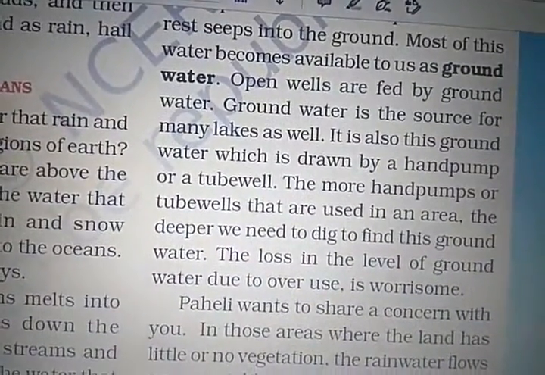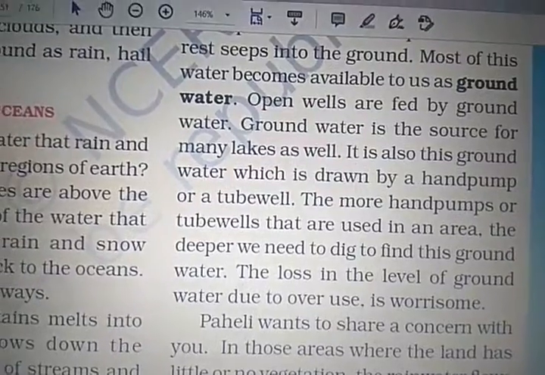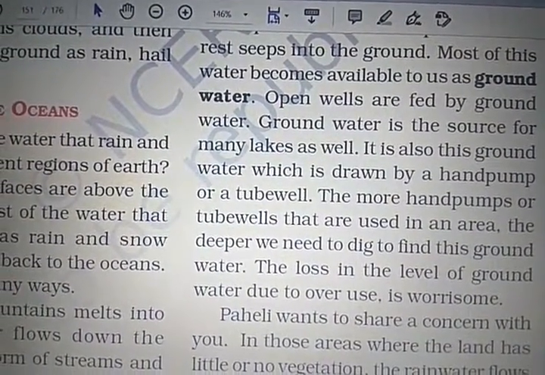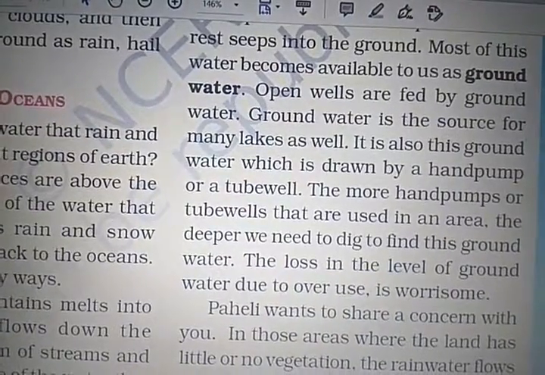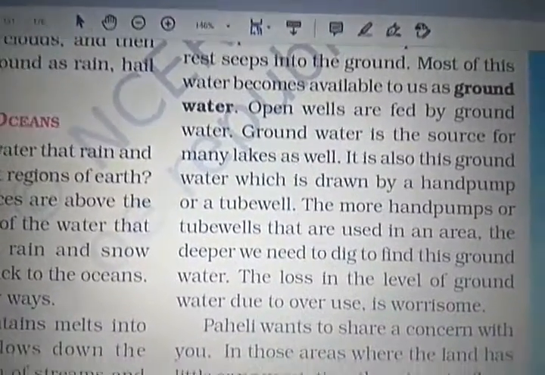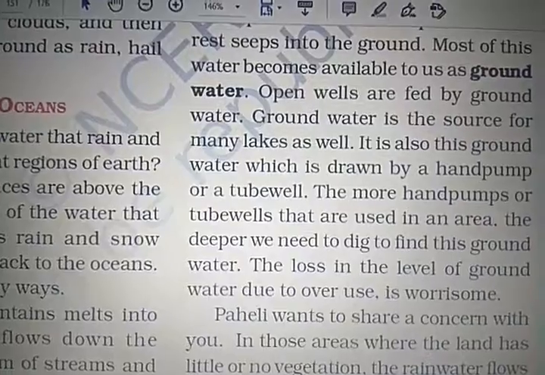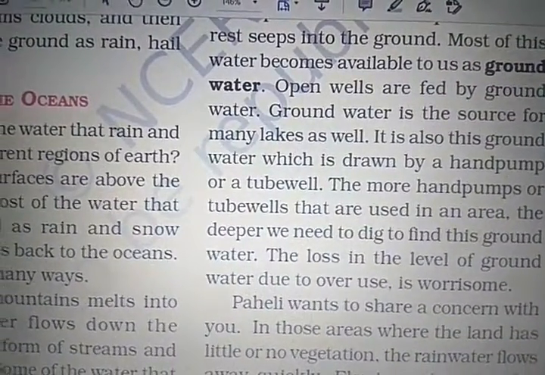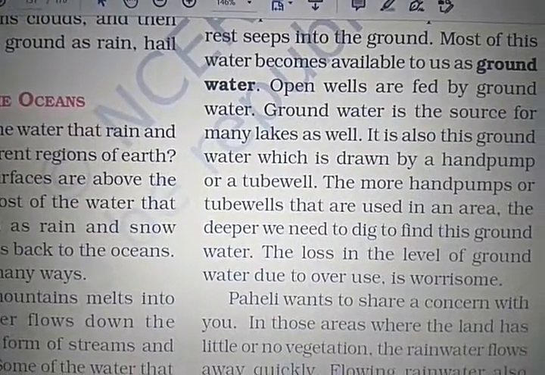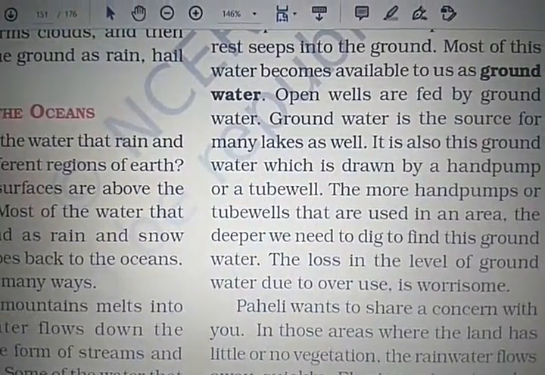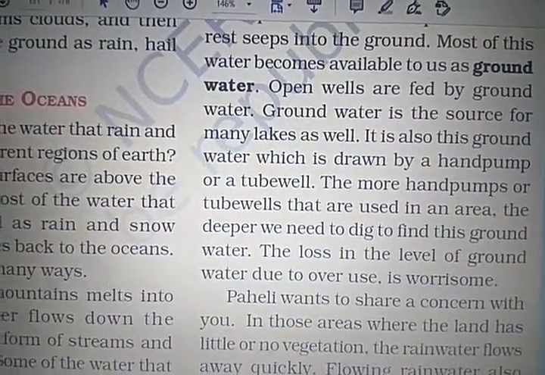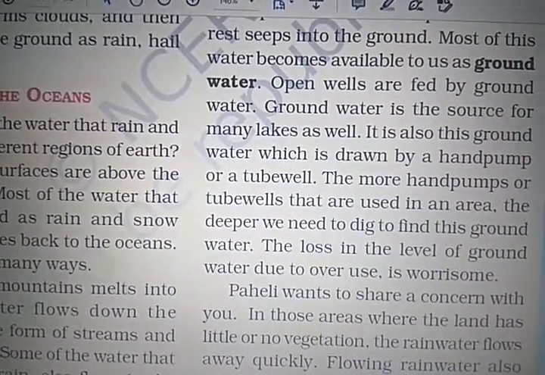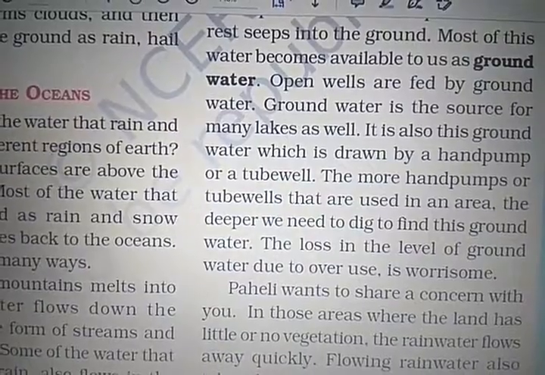The loss in the level of the groundwater due to overuse is worrisome, right? Nowadays there is a problem of the water table. The water table is not being charged properly nowadays. Why? Due to the imbalanced nature, or due to the construction of houses and factories. These are responsible for the lack of groundwater.